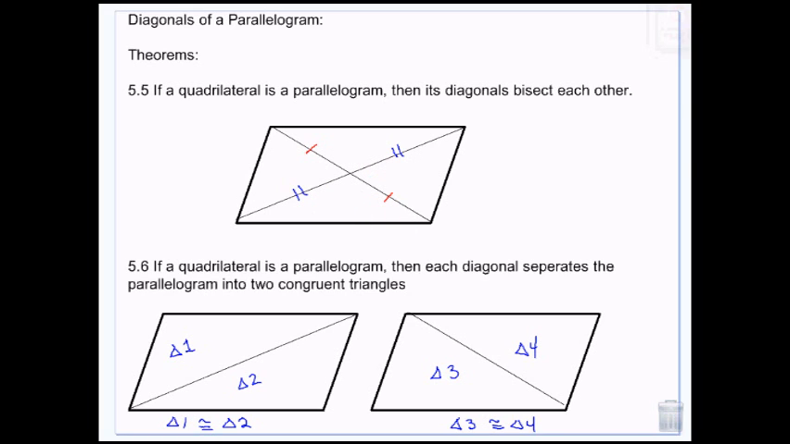This is not a theorem, but this is also true. These two triangles, congruent. These two triangles, congruent. Also not a theorem, but it's still true because we have vertical angles, right? So these angles will be the same as those angles.